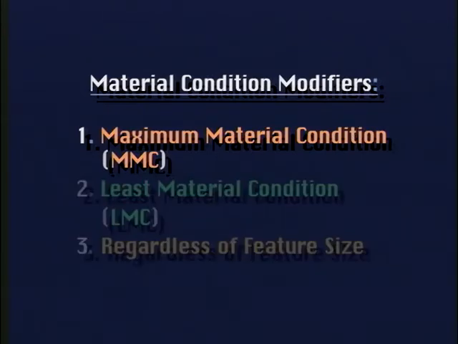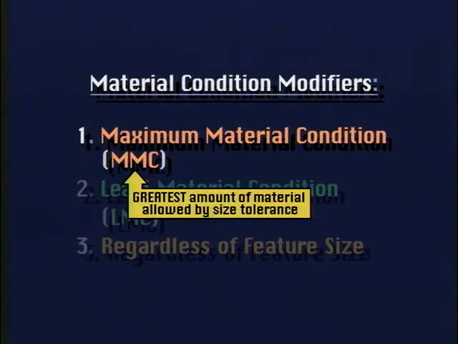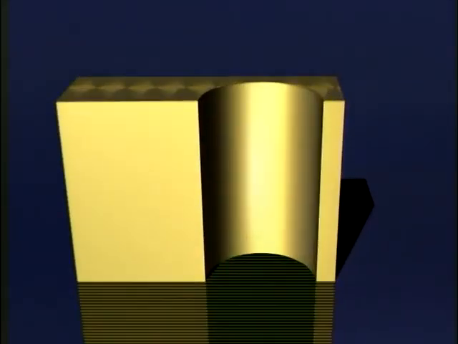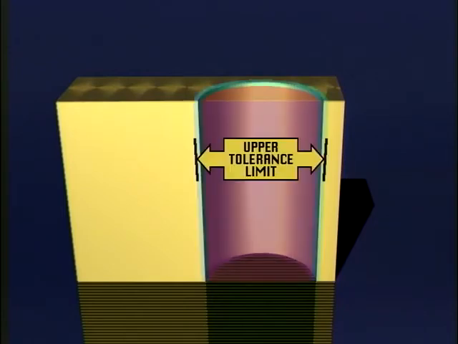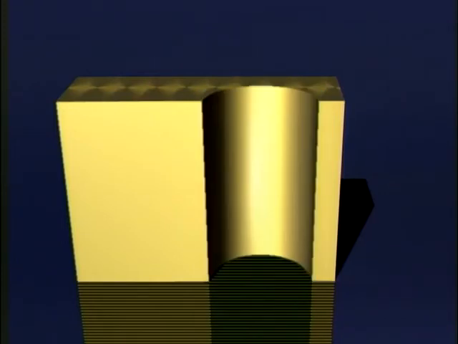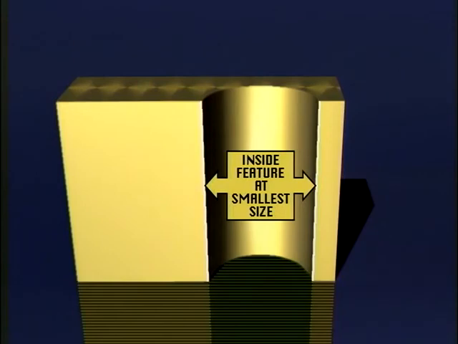A part feature, which is at maximum material condition, sometimes abbreviated as MMC, has the greatest amount of material allowed by the stated size tolerance. We will use a drilled hole to illustrate maximum material condition. These 2 cylinders represent the upper and lower tolerance limits for the size of the hole. When the hole is drilled at the lower tolerance limit, the hole is the smallest allowable size.